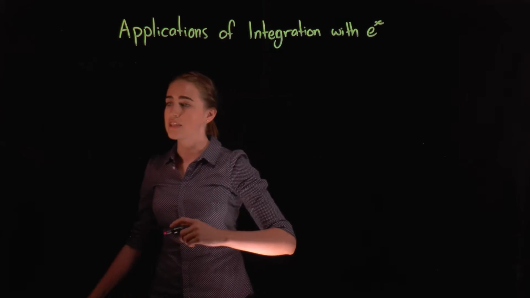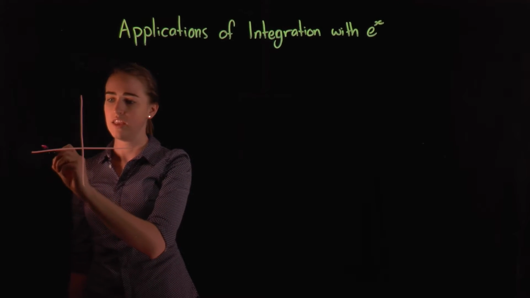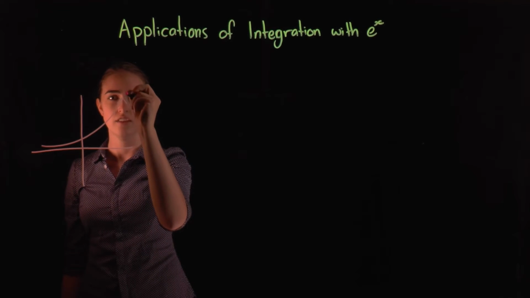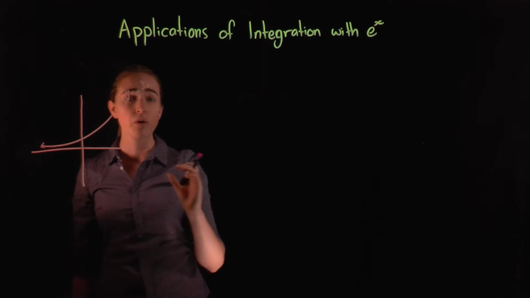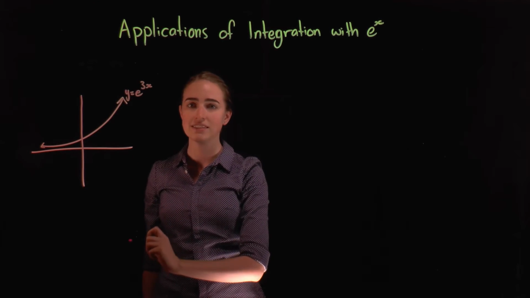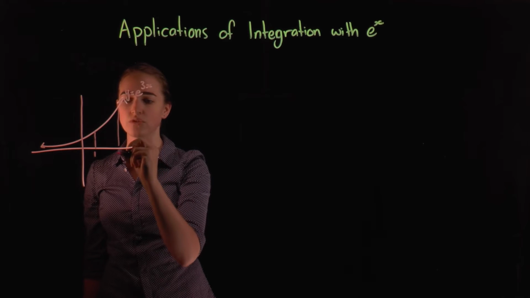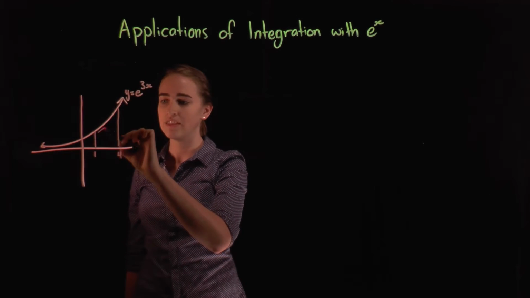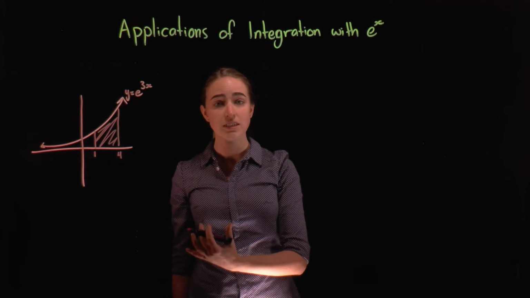So our first example, if we take the function y equals e to the 3x. Now I want to calculate the area between that curve, the x-axis, and the values x equals 1 and x equals 4. So I want to calculate the area of this region here. So to do that, we're going to integrate.